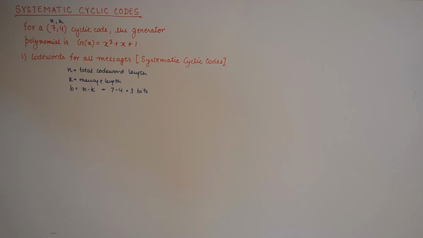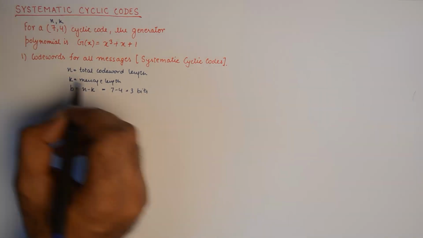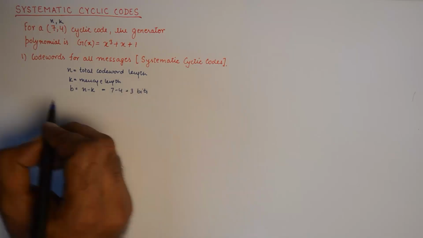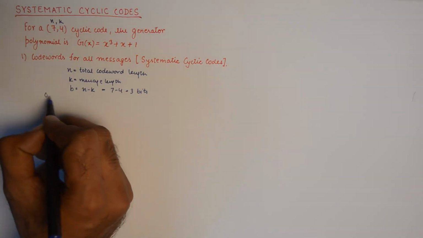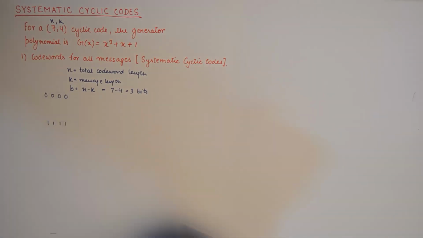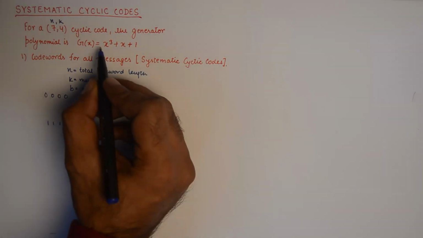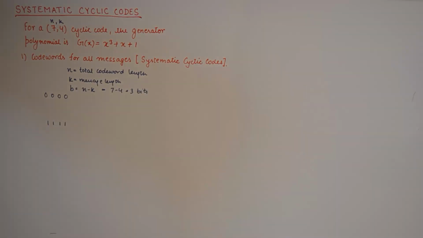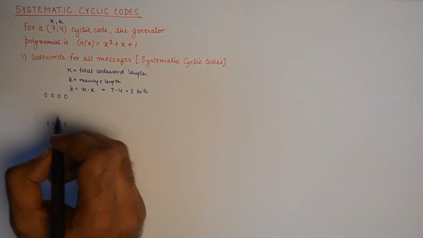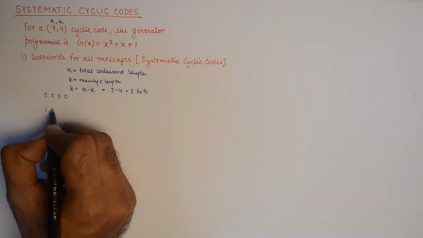Now the method of generating systematic cyclic code is pretty easy. I'll do it. By the way, for 4 bit message length we can have 16 different combinations ranging from 0 0 0 0 to 1 1 1 1. So for all the 16 different messages we can have different code words, of course generated by this generator polynomial. Now I'll take up one random message, for example 1010.